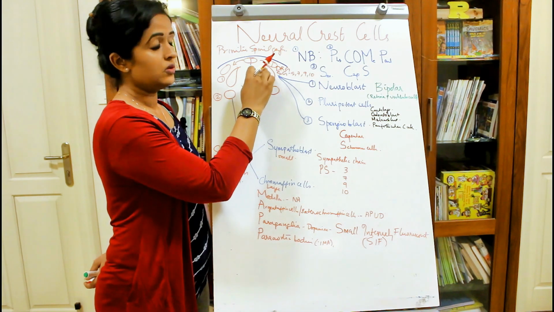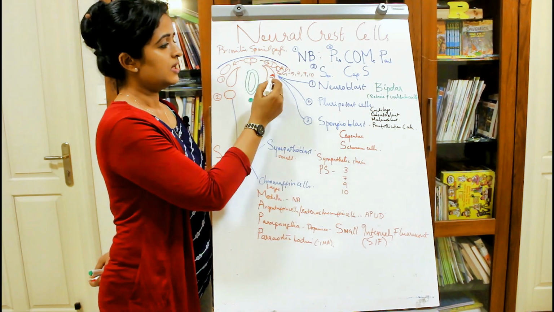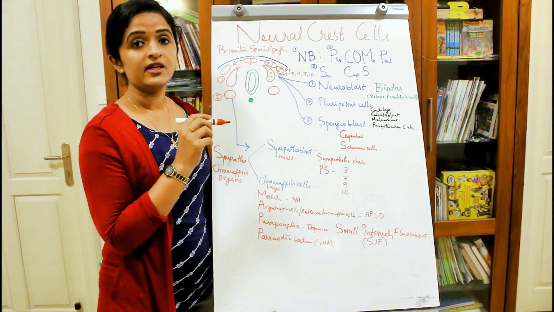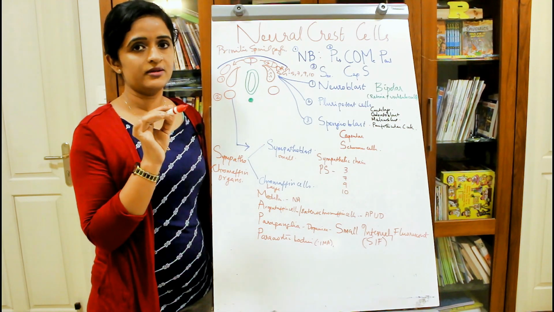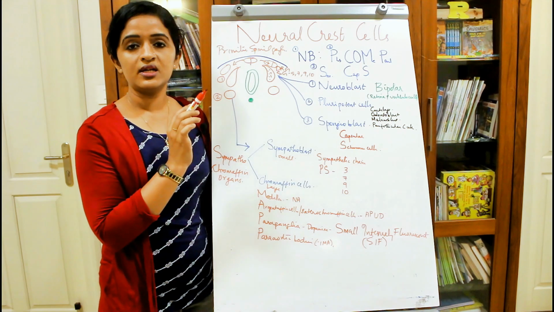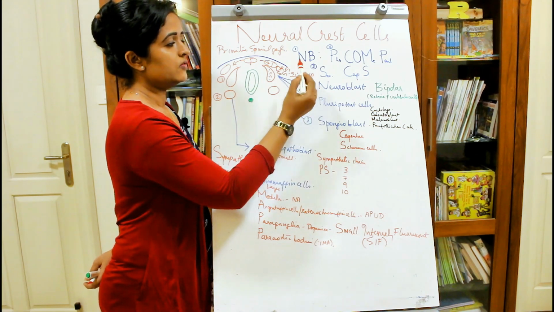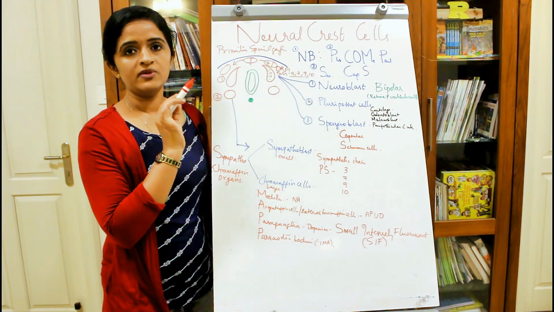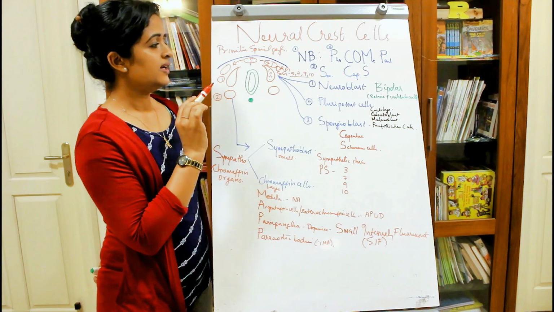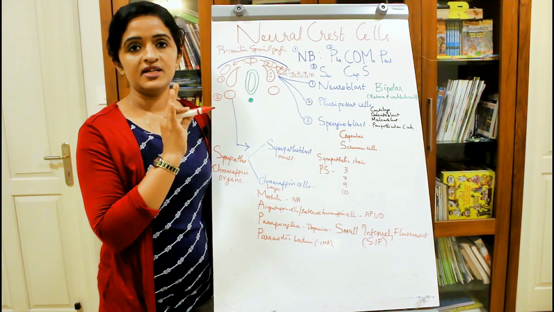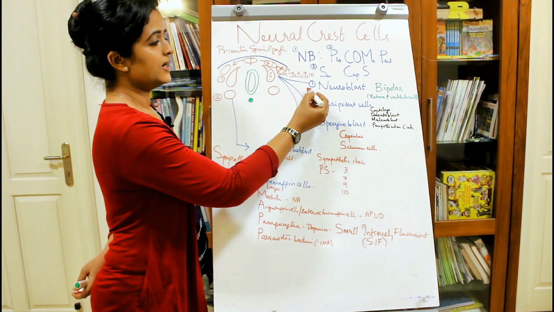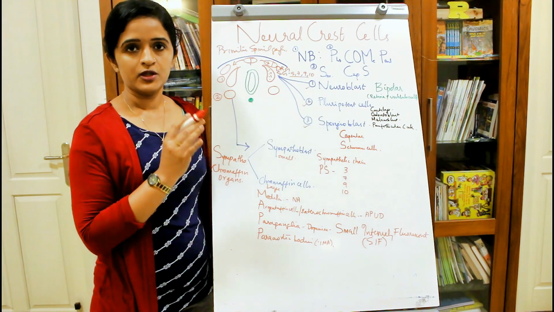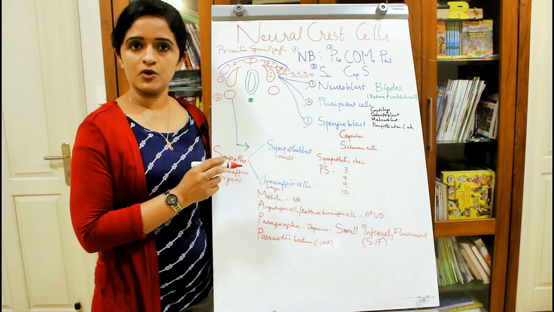So first we will focus on the dorsal mass. So this is the dorsal mass. And the dorsal mass, as we have already seen, is giving rise to the dorsal root ganglia of the spinal nerve as well as the sensory ganglia of the cranial nerves, that is 5, 7, 9 and 10. So these are the ganglia which are mainly formed from the dorsal mass. Now there are mainly three types of cells formed in this dorsal mass. We can call them neuroblast cells, pluripotent cells and the spongioblast. Neuroblast, pluripotent and the spongioblast.